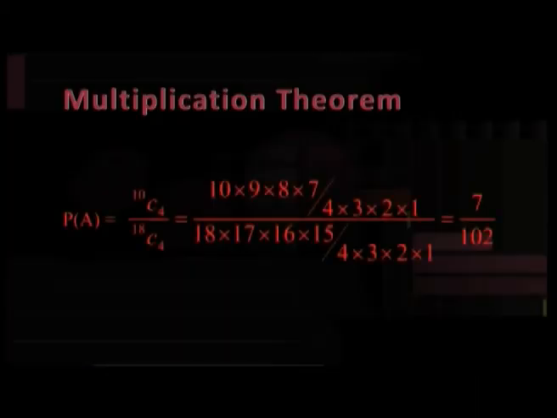Hence, the probability of drawing 4 gold coins will be given by probability of A, which is equal to 10C4 divided by 18C4, which is equal to 10 into 9 into 8 into 7 divided by 4 into 3 into 2 into 1 divided by 18 into 17 into 16 into 15 divided by 4 into 3 into 2 into 1, which is equal to 7 divided by 102.